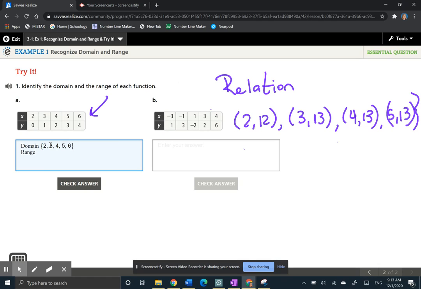And then your range is 0, 1, 2, 3, and 4. And close them. So your X values are your domain, and your Y values are your range. Okay, go ahead and do B on your own. There are 3 examples in today's lesson.